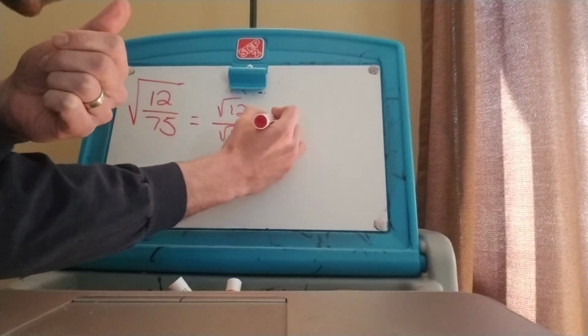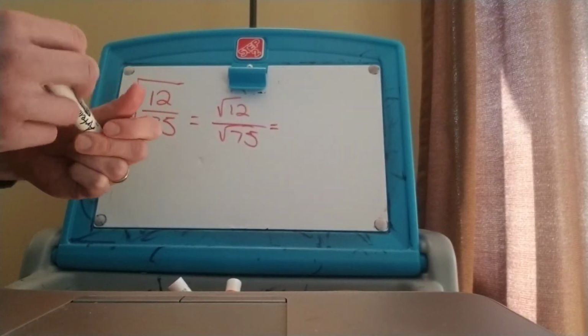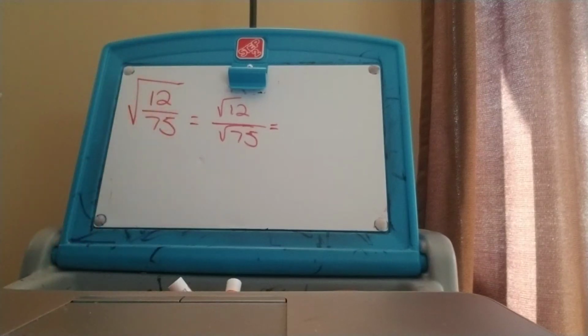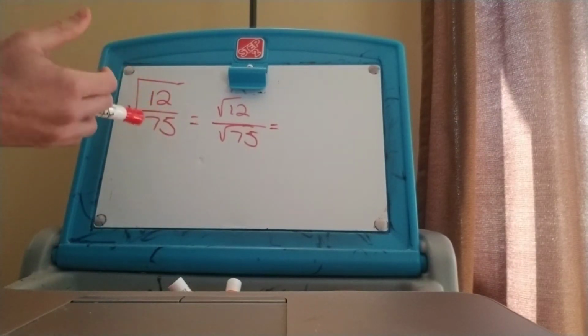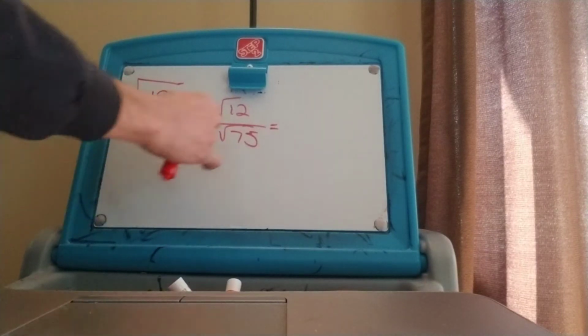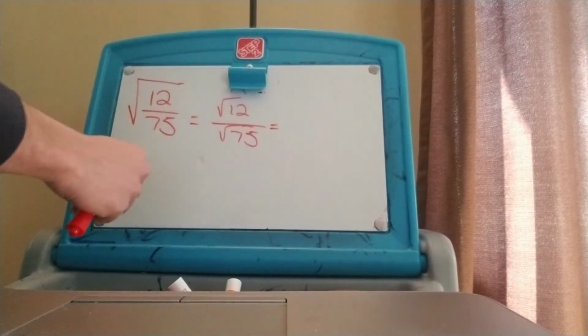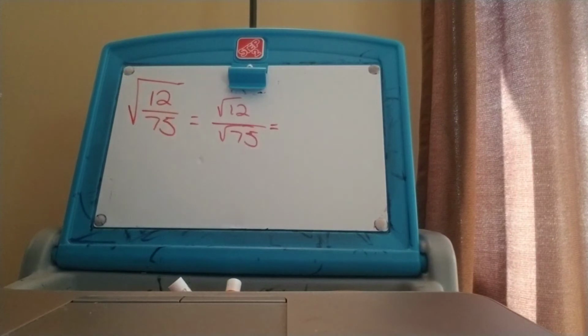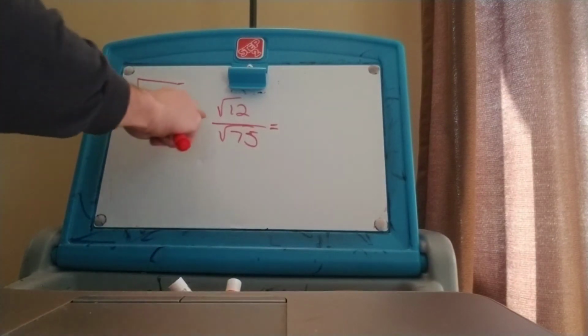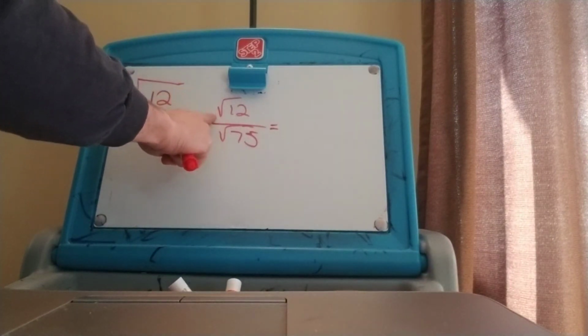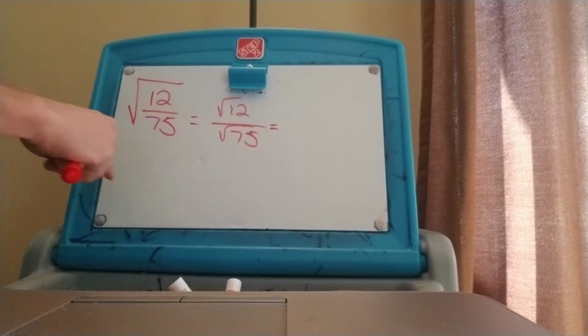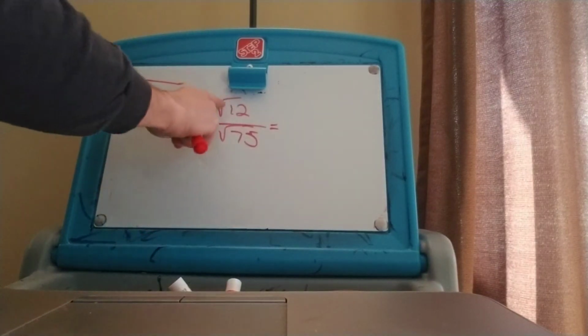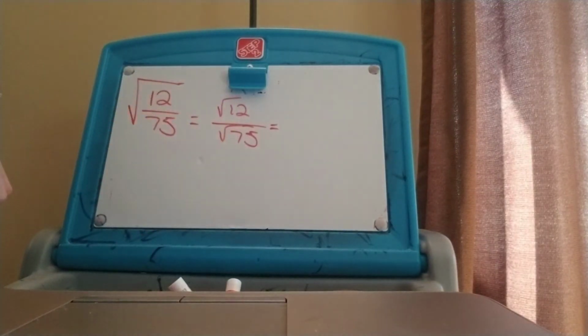So what I'm going to do now is, if you go back to the first video that I posted, Simplifying Radicals, I'm going to use that. I'm going to simplify the square root of 12. I'm going to simplify the square root of 75. I'm going to see what I get and see if that helps me simplify this whole thing. So if you remember, I'm going to look for perfect squares to pull out of the square root of 12 and the square root of 75, or maybe a common factor I can pull out of both of these.